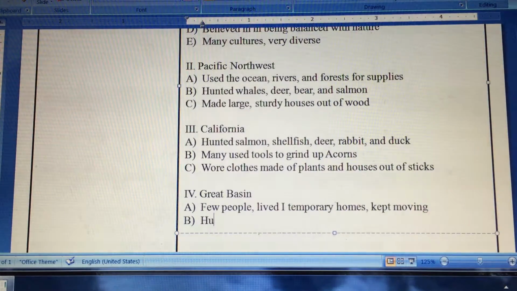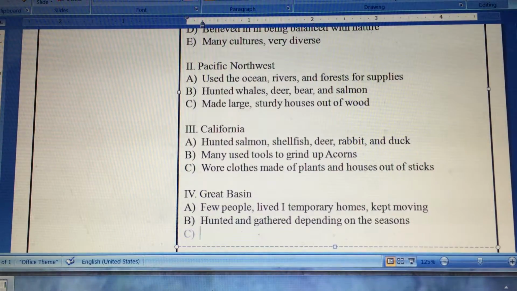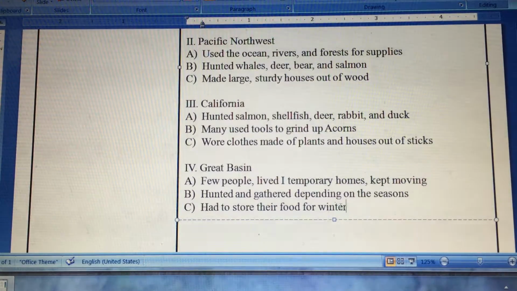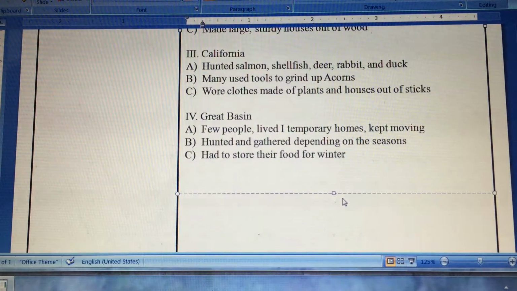What else? Hunted and gathered, depending on the seasons. And this makes sense. You follow the rain. You stay by the rivers when they're full, and you leave when they dry up. Okay? Something else I'll add is that they had to store their food for winter. Okay? If you keep food all year long, you're going to survive during times where there is not a lot of food. So that's what the Great Basin peoples would do.